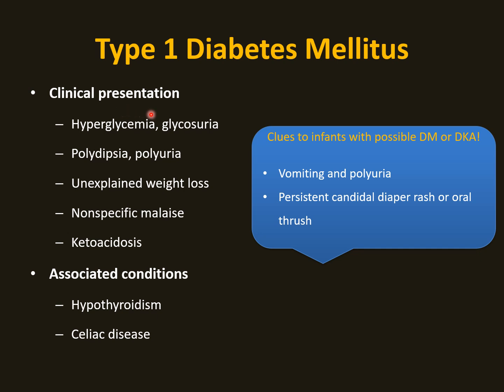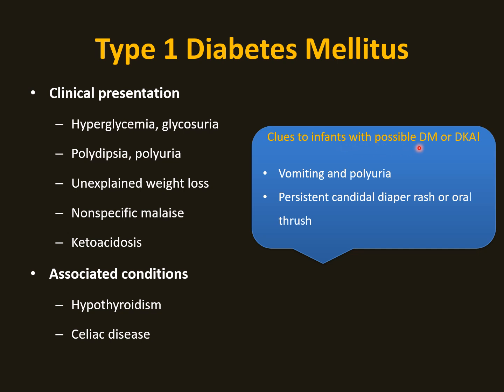Clinical presentation of type 1 diabetes mellitus: hyperglycemia, glycosuria, polydipsia, polyuria, unexplained weight loss, non-specific malaise, ketoacidosis. Associated conditions: hypothyroidism and celiac disease. Very important to remember that, because it's important for periodic screening of type 1 diabetes for hypothyroidism. And a child with type 1 diabetes mellitus who presents with abdominal pain, screening for celiac is very important.